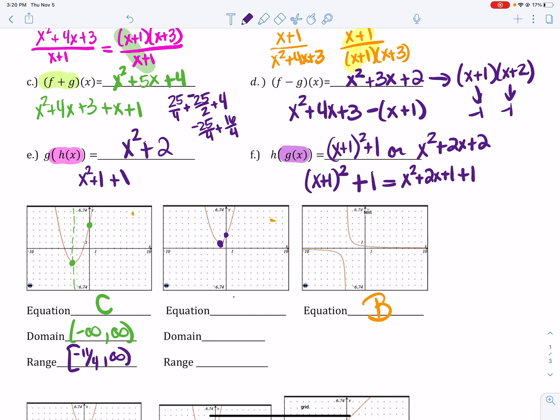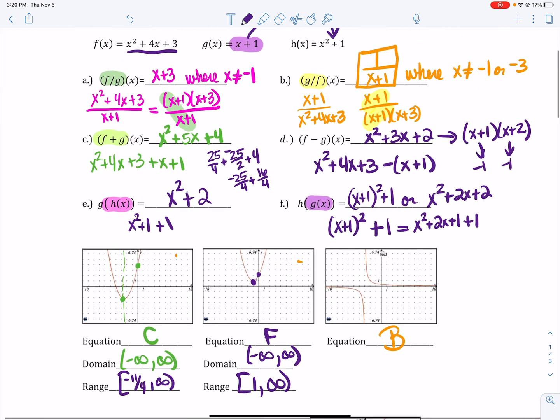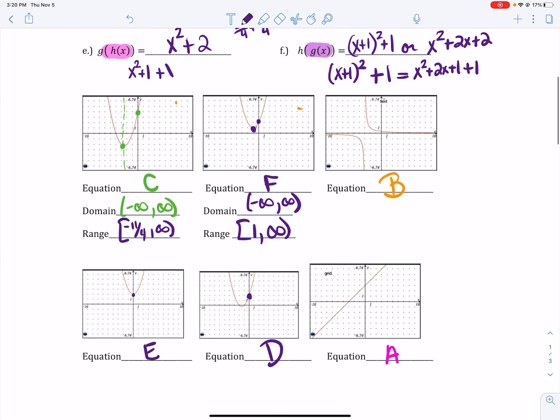So my equation, this would be f. My domain is negative infinity to infinity. And my range is 1 to infinity. So those are my answers there. It's kind of a mess, so take a picture of it if you need to, double check things. But this is what you would have for answers.